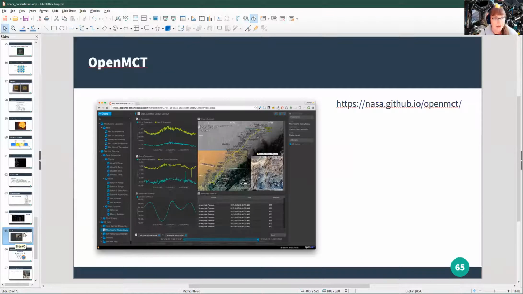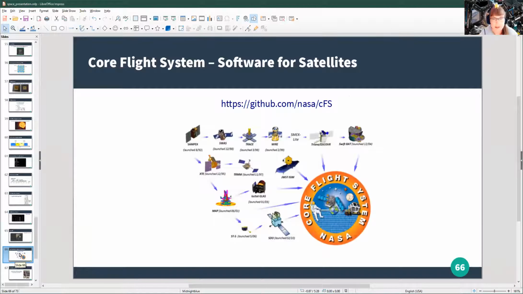The other one is OpenMCT, Open Mission Control something. That's another one you can use. It uses more of a web page interface to monitor missions, but you'll see these all over mission control stations. And the biggie that is on everything is the core flight system. Once again, another big open source project hosted by NASA on GitHub. Core flight system is on every spacecraft. It's what controls every satellite. It's what controls every rocket.